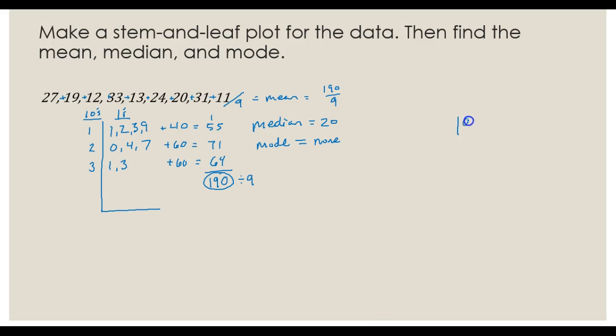And if I wanted to be a little bit more accurate, I can do long division, or I can do it on my calculator. It's 21 1/9, which is approximately 21.1. It's actually 0.1 repeating, so we can round it off to 21 or 21.1, however we want to do that. So that's how you find the mean, median, and mode using the stem and leaf plot.